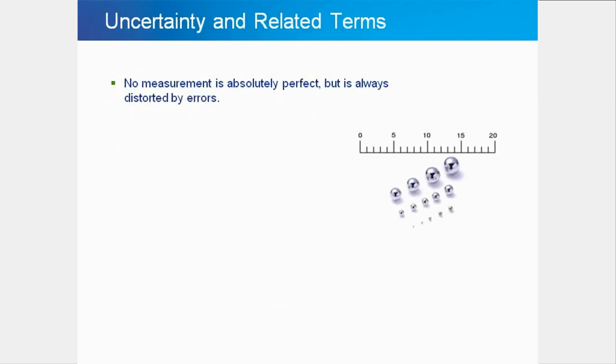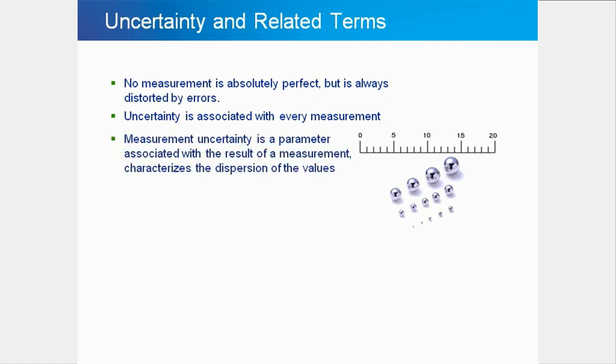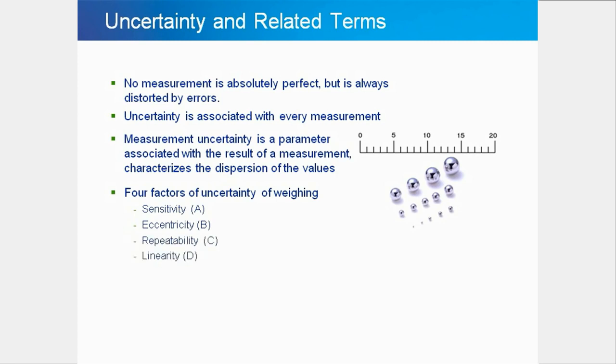No measurement is absolutely perfect, but is always distorted with errors. There is uncertainty associated with every measurement. Measurement uncertainty is a parameter associated with the result of a measurement that characterizes the dispersion of the values that could reasonably be attributed to the measurement. The four factors of uncertainty of weighing are sensitivity, eccentricity, repeatability, and linearity. Total uncertainty can be calculated as shown in the formula.